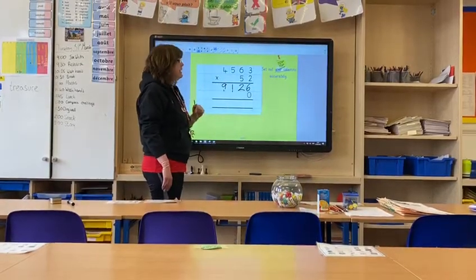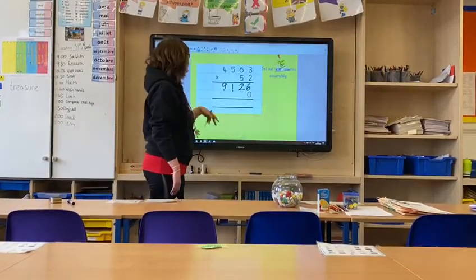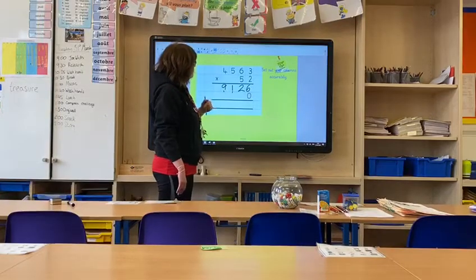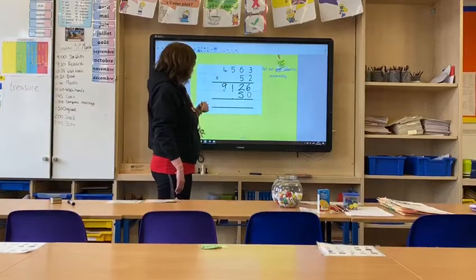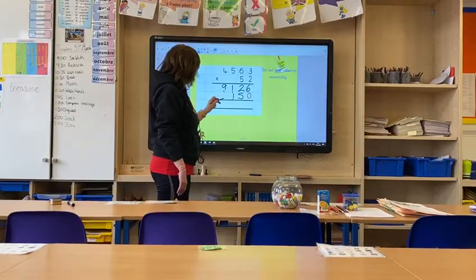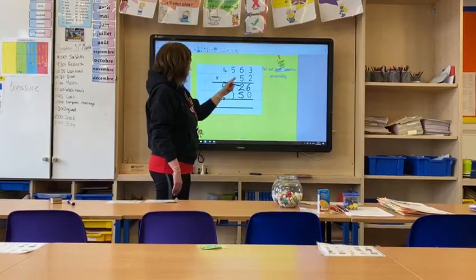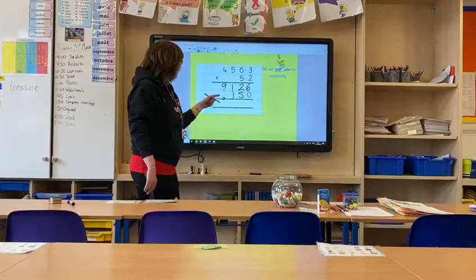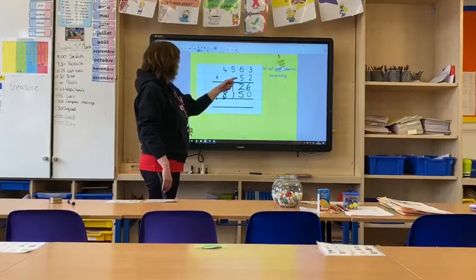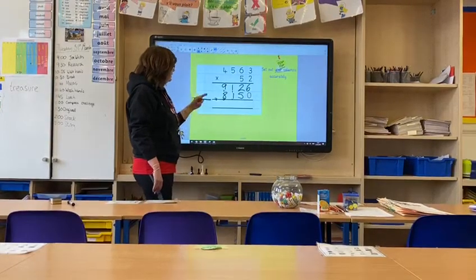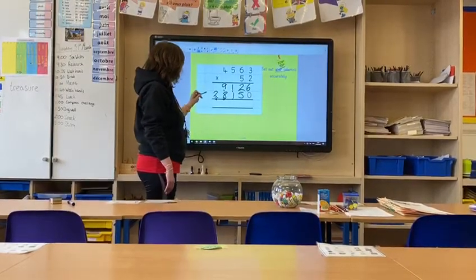Magic zero is in place. I'm multiplying by 10. 5 times 3 is 15. 5 times 6 is 30, plus 1 is 31. 5 times 5 is 25, plus 3 is 28. 5 times 4 is 20, plus 2 is 22.